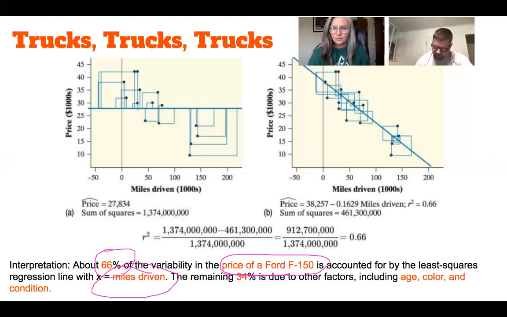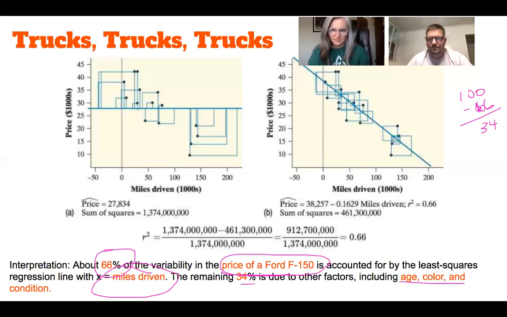If you're struggling, you have to do 100 minus 66. If you need a calculator, you're welcome to use it. But that's where the 34 came from. Now, this stuff here, they don't care. You don't want to say it's due to unicorns.